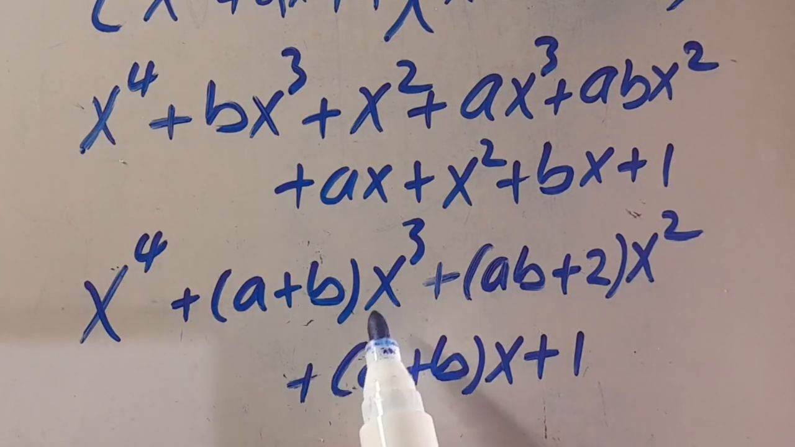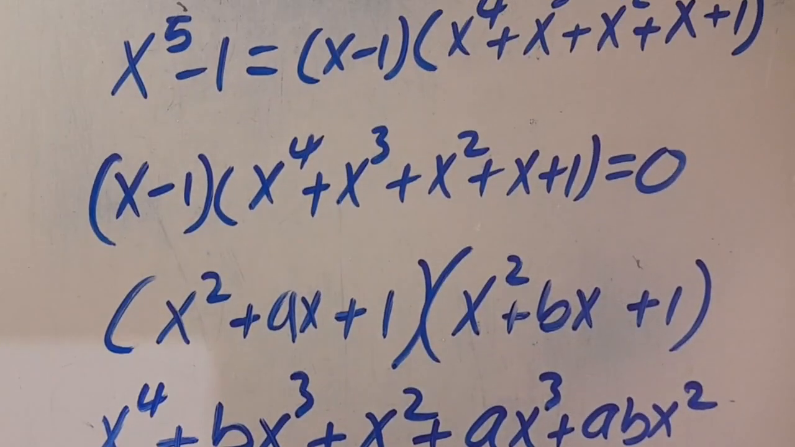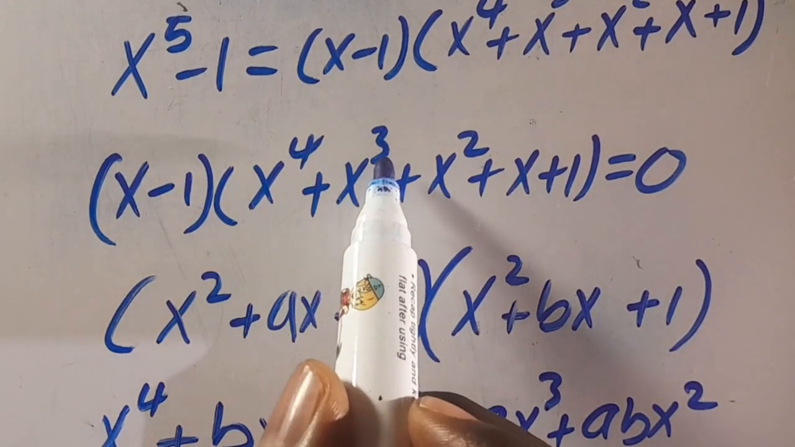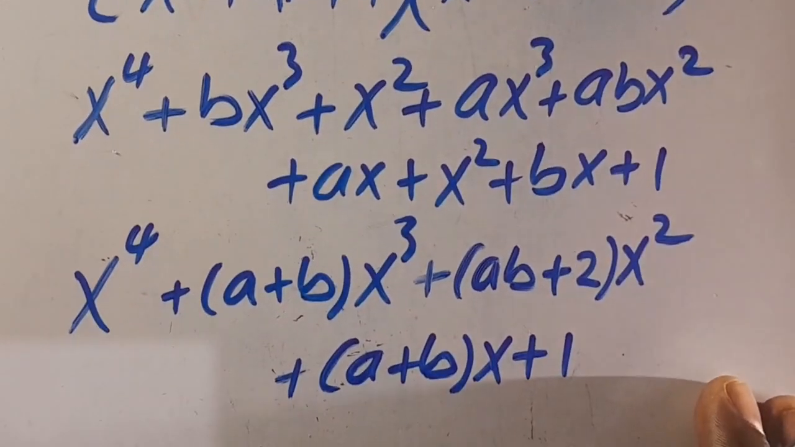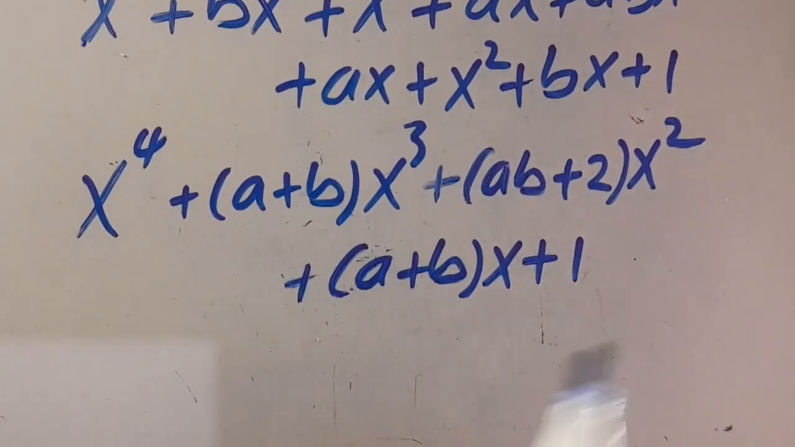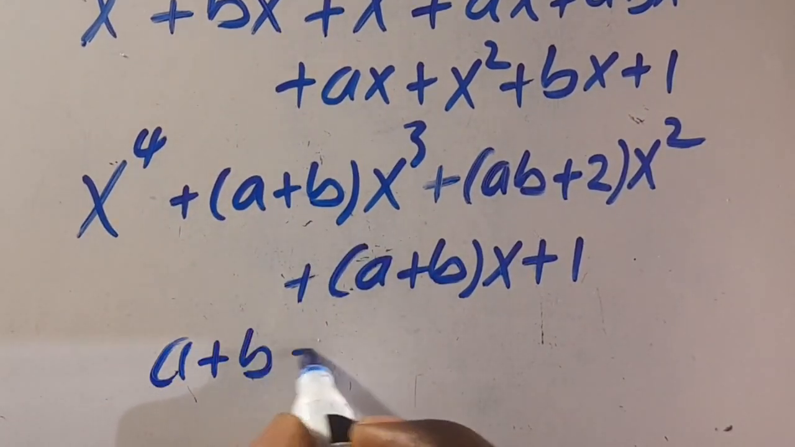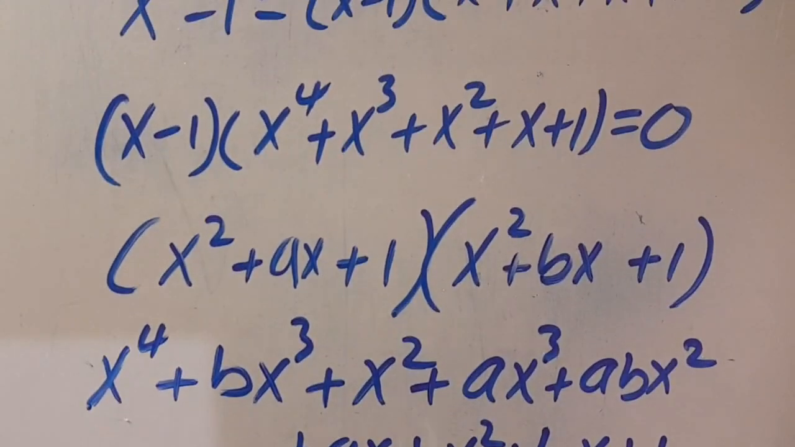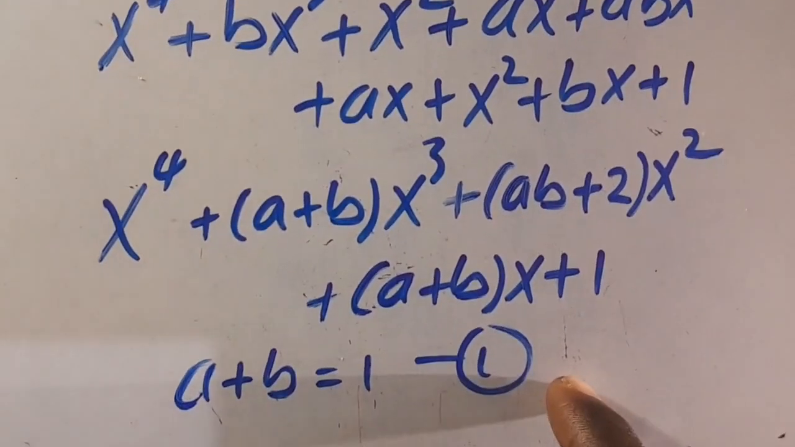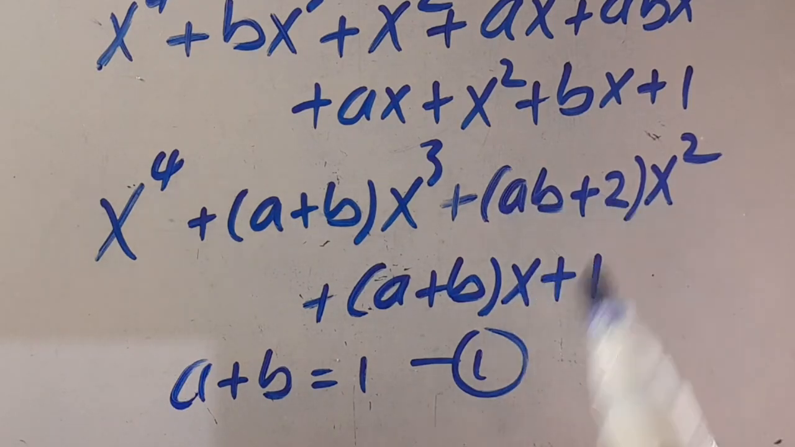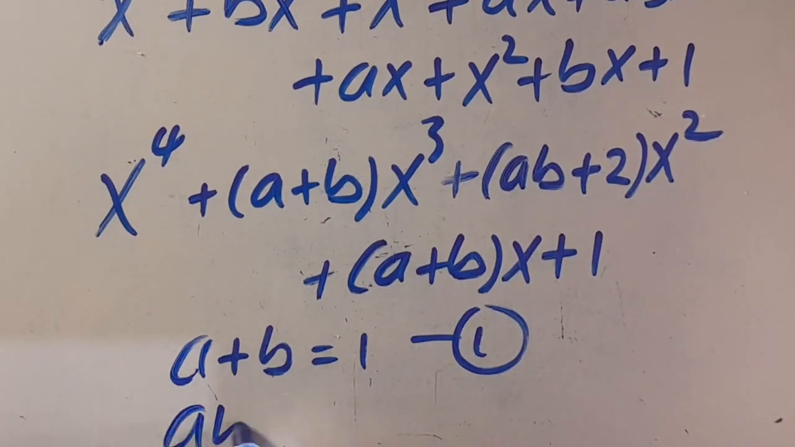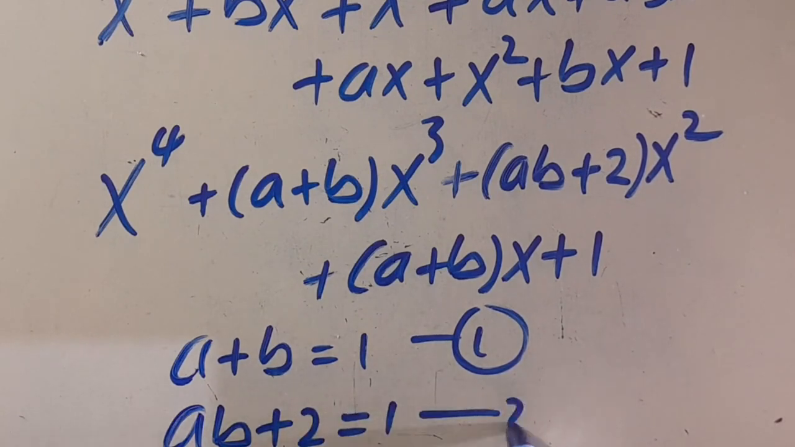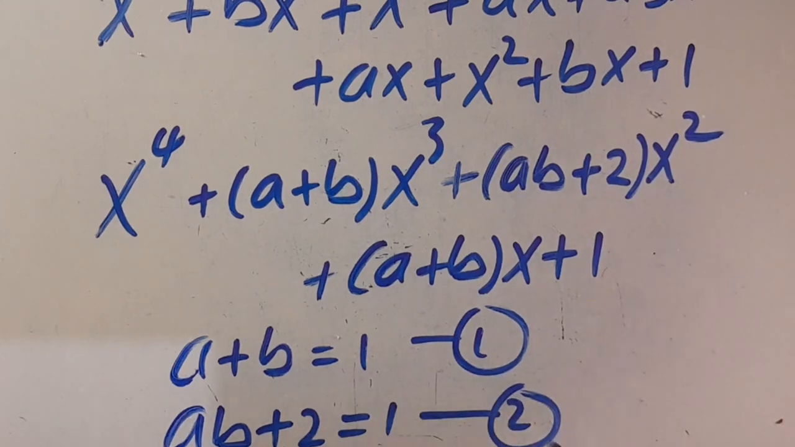Now to express this as the product of this, meaning that the coefficient of x to the power of 3 here is 1, this implies that A plus B must be equal to 1. Likewise, as we have the coefficient of x to the power of 2 to be equal to 1 here, this also implies AB plus 2 must also be equal to 1. And we also have AB to be equal to 1 already for this.